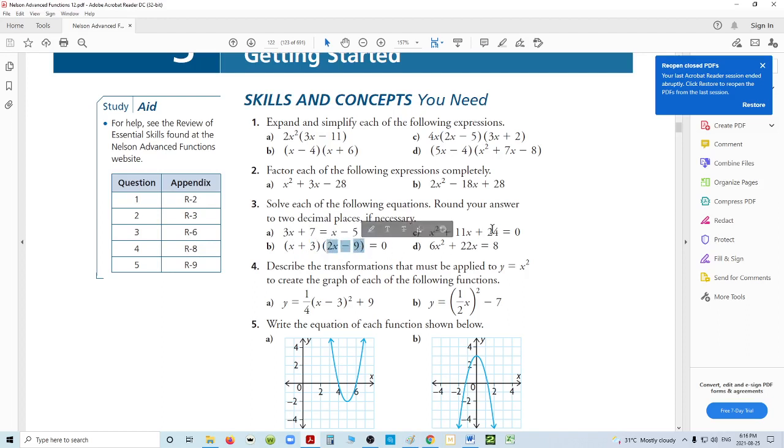This one you would factor it. A number that multiplies out to 24 and adds up to 11 is 3 and 8. So you end up with (x plus 3)(x plus 8). Therefore, x is equal to minus 3 or x is equal to minus 8.